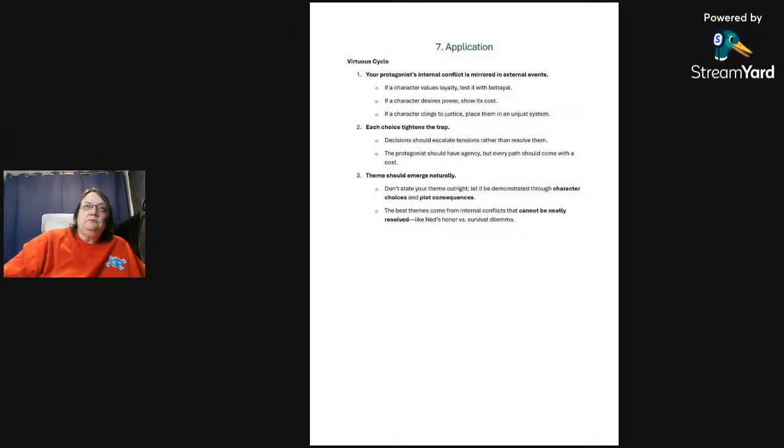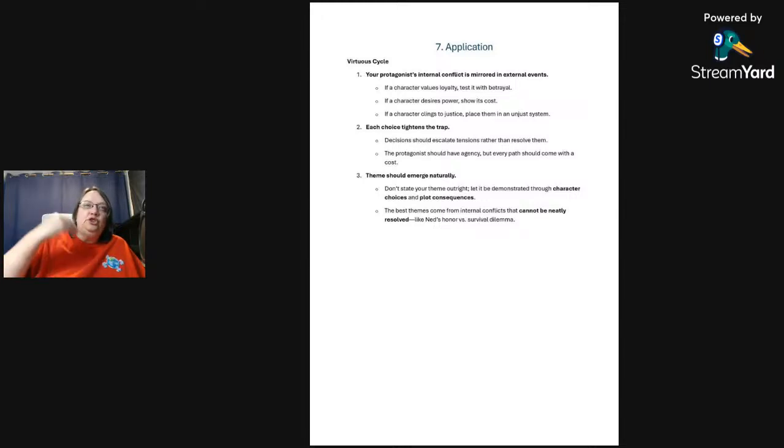So, to start with, let's talk about that virtuous cycle, how you build such a virtuous cycle of tension. You need to make sure your protagonist has internal conflict that is mirrored in the external events. So if the character values loyalty, you need to test it with betrayal. If the character desires power, show its cost. If the character clings to justice, place them in an unjust system.